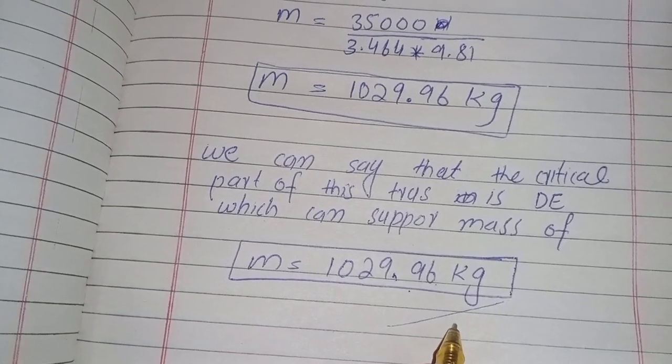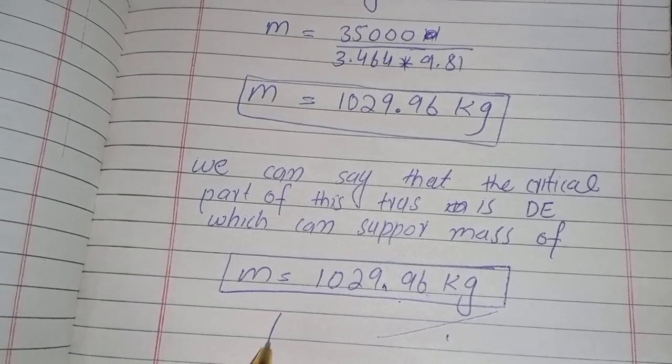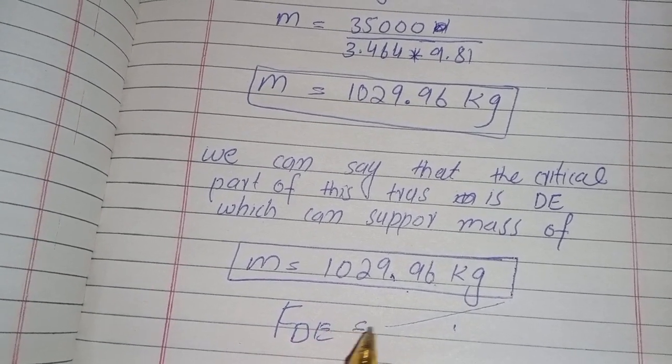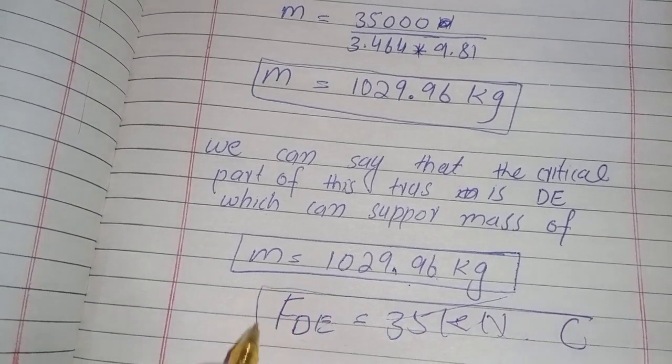Okay, so the critical part is the force in member DE, which can support 35 kilonewton of compressive force.